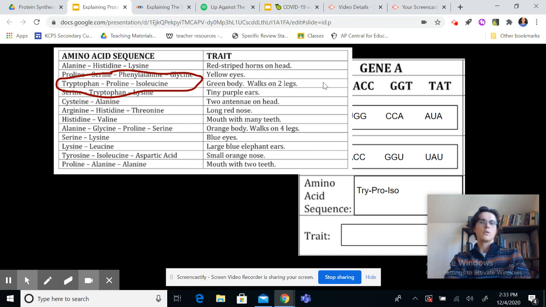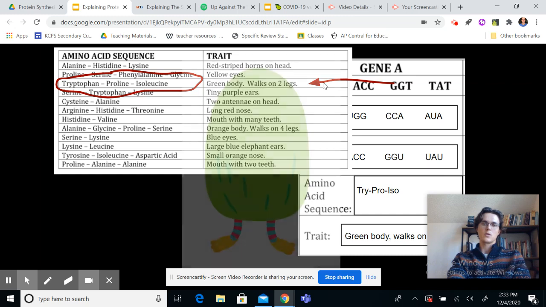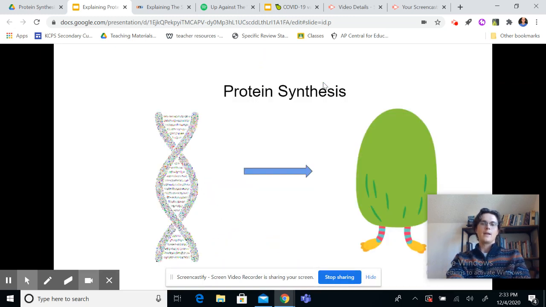Okay, so the last part of your homework is to translate an amino acid sequence or protein into a trait. So this chart is also on slide 3 of problem set 2. And you can see tryptophan, proline, and isoleucine translates to a green body that walks on 2 legs. And that is protein synthesis.